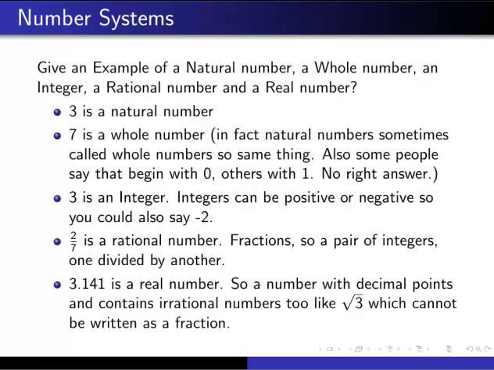In general, real numbers also contain irrational numbers. So you could give an example. You could say the square root of 3, which is called irrational because you can't write it as a fraction. But we just wanted an example of a real number, so I just picked 3.141. You had countless answers that you could have given.